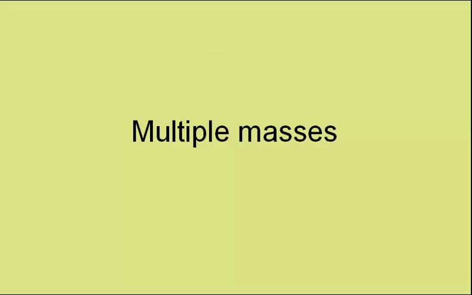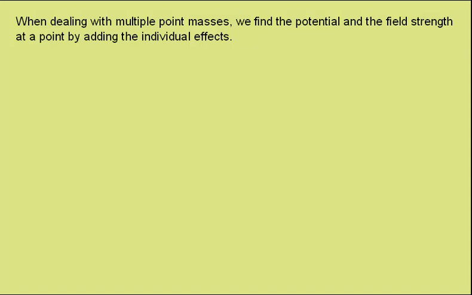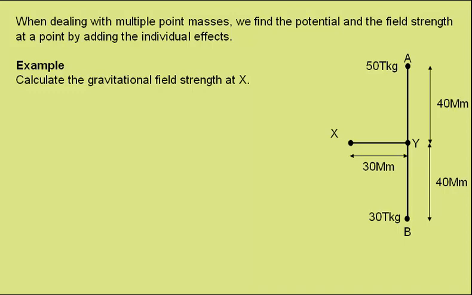Multiple masses. When dealing with multiple point masses, we find the potential and the field strength at a point by adding the individual effects. Let's look at an example where we're asked to calculate the gravitational field strength at point X, as shown in this diagram, where point X is 30 megameters from a line joining a 50 terakilogram mass, 40 megameters from this point, and a 30 terakilogram mass, also 40 megameters from this point.